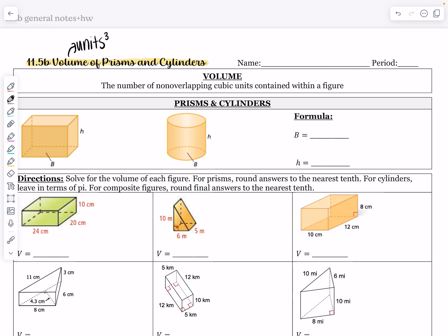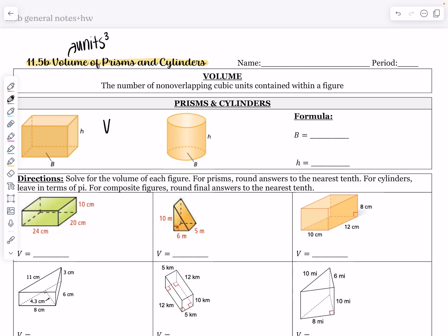So surface area was looking at the amount of material that it took to build the shape. So that's like the walls and the bases of the figure. This is going to be the amount of space on the inside of these polyhedrons. And so volume is going to be the number of non-overlapping cubic units contained within a figure. And today we're going to focus on finding the volume of prisms and cylinders.